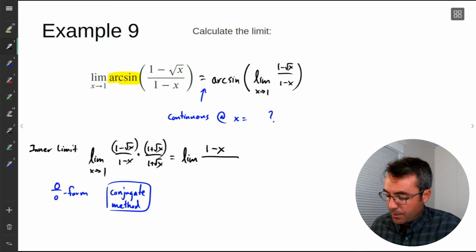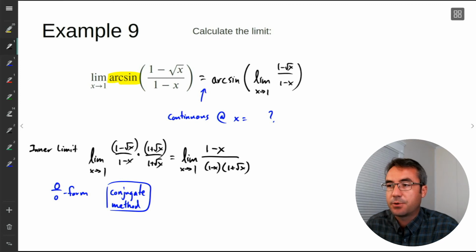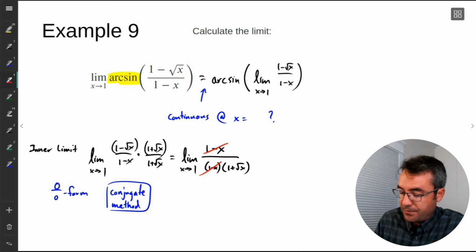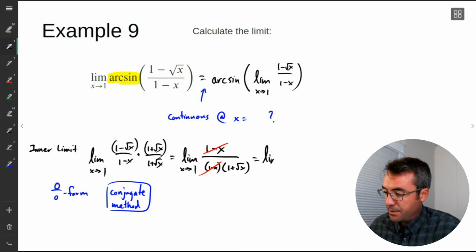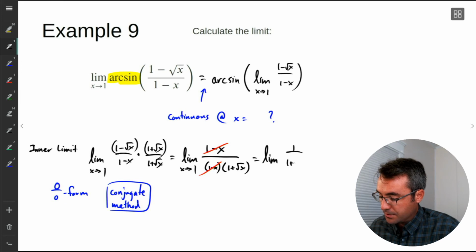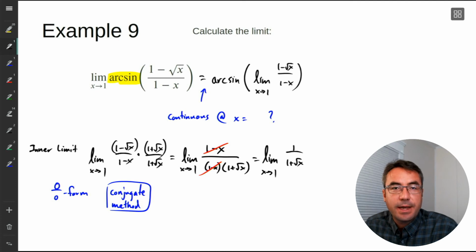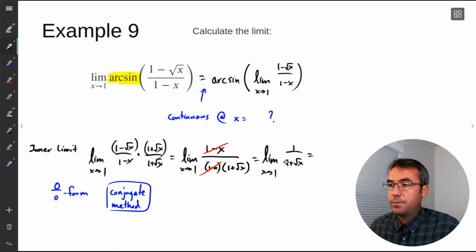And then in the denominator, we're going to have 1 minus x times the 1 plus square root x term. We're doing the limit as x approaches 1. Now notice here we have 1 minus x here, and we have a 1 minus x here. So those factors cancel. And we're left with the limit of 1 over 1 plus square root x as x approaches 1. As soon as we do our canceling, we should try to plug in again. So if we plug x equals 1 into this function, we end up with 1 over 1 plus square root 1, which is 1/2. Now, why can we plug in like this?